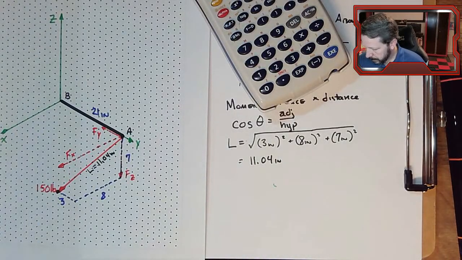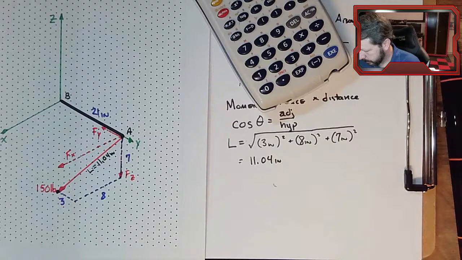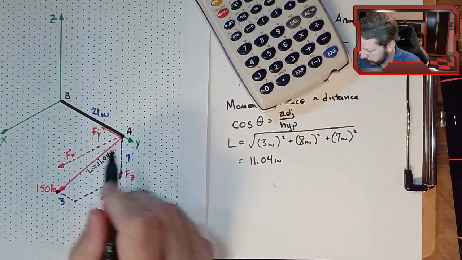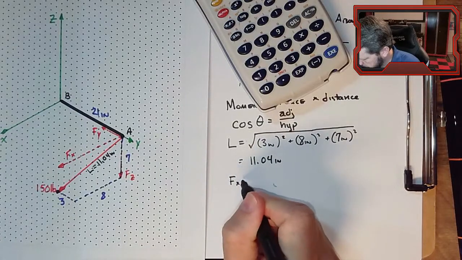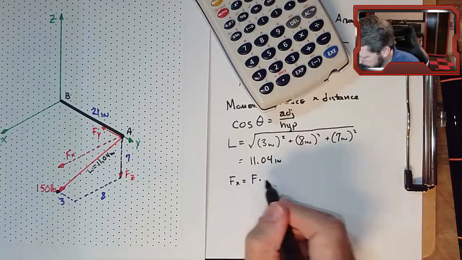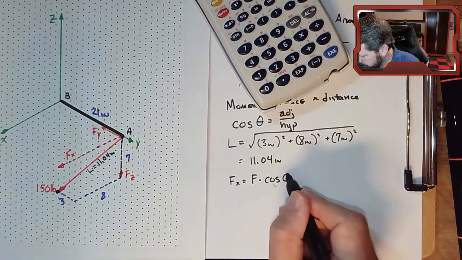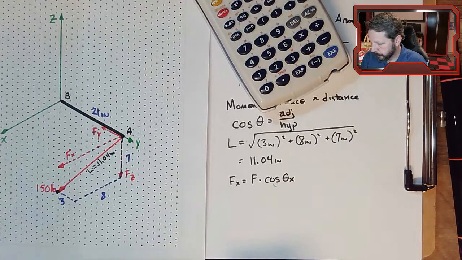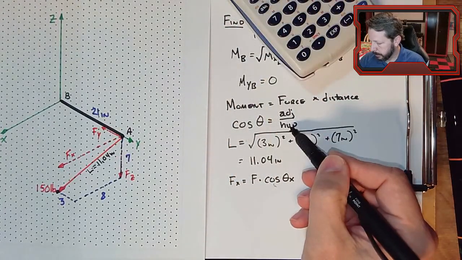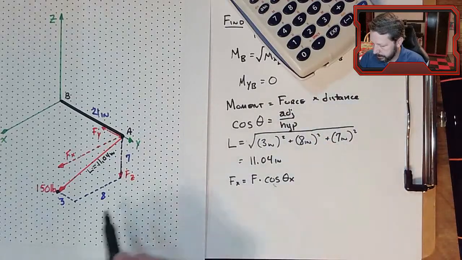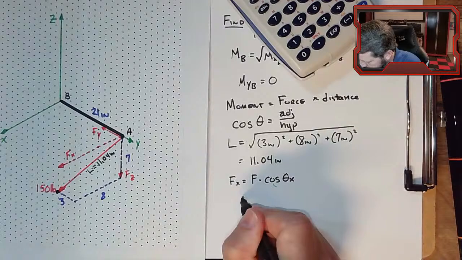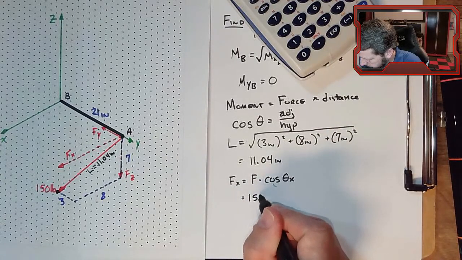Okay, so Fx, the value of the x component of this force, is equal to the force, 150 pounds, times cosine of theta x. So cosine of theta is going to be the adjacent side over the hypotenuse. For x, the adjacent side is the one lined up with the x-axis, so 8. So F is 150 pounds.